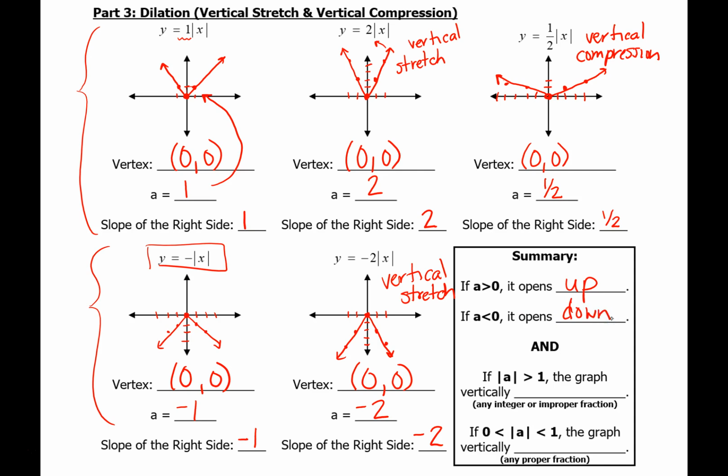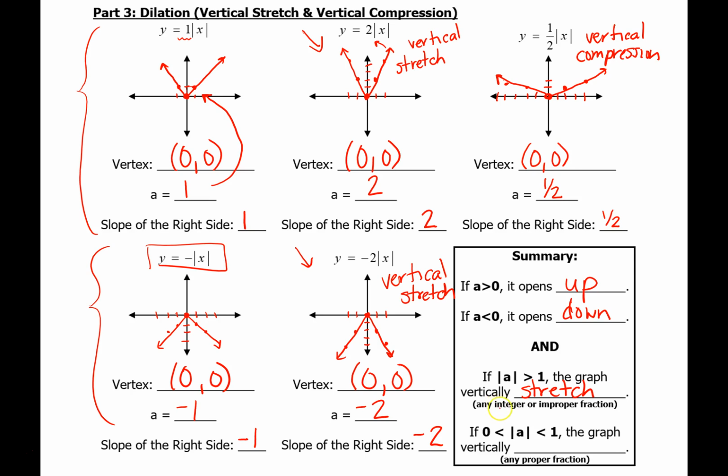And if our absolute value of A, so the value of it disregarding any negative signs, is greater than 1, so we're looking at ones like this middle one and this middle one, because the absolute value of 2 and negative 2 is both positive 2, that's when we're getting a vertical stretch.